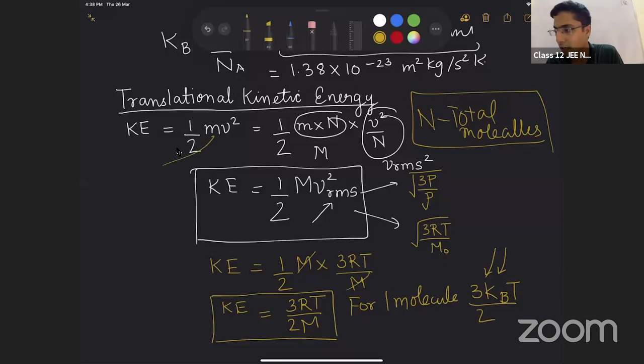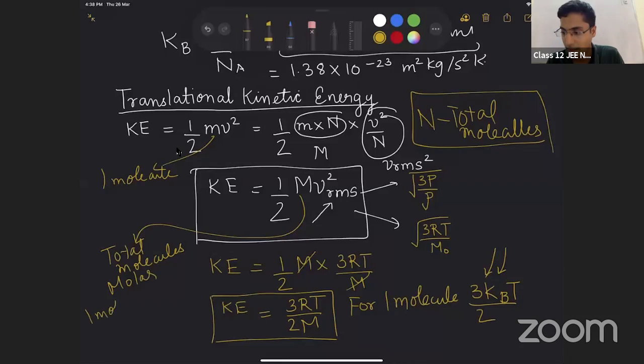This M is for 1 molecule. Since many of you are asking, this M is for the total molecules, which is basically if we take 1 mole, we'll take the molar mass. R and T is basically, my bad, this M will not come. Yes, I made a mistake. Thank you for correcting me.